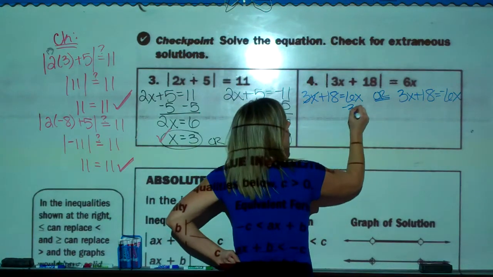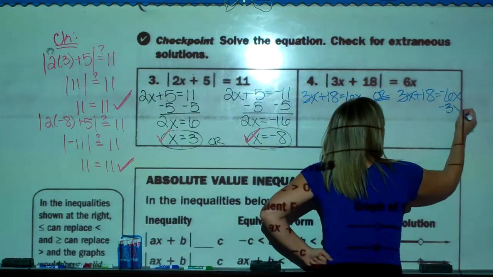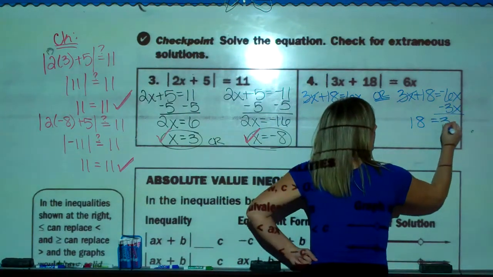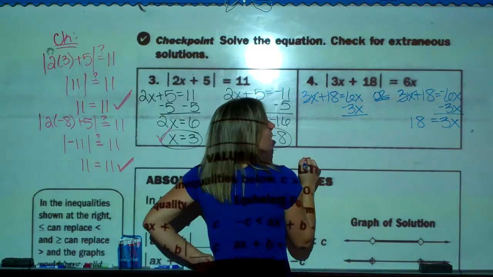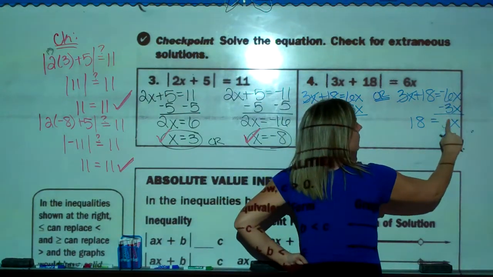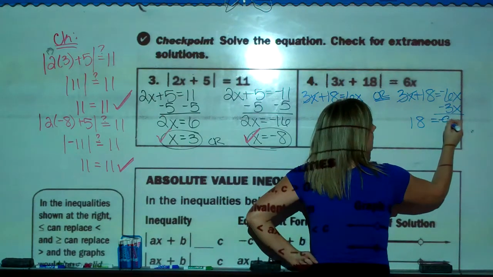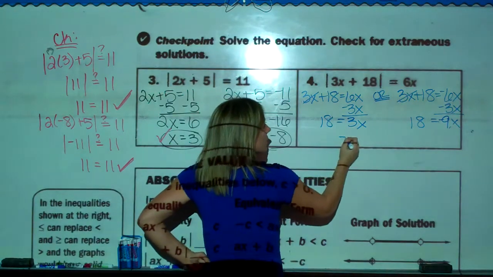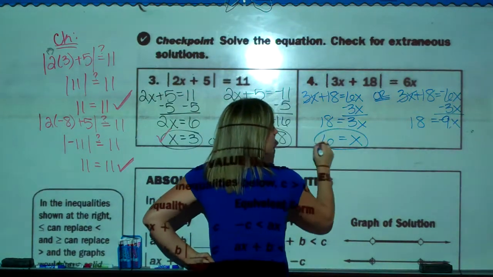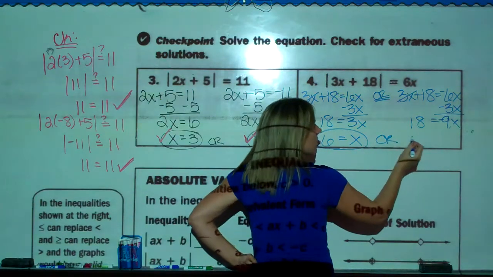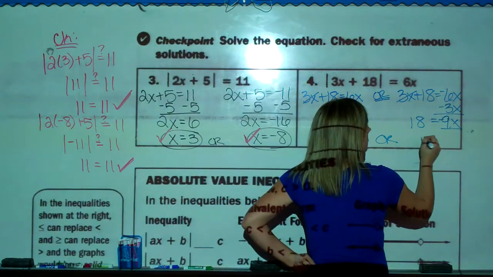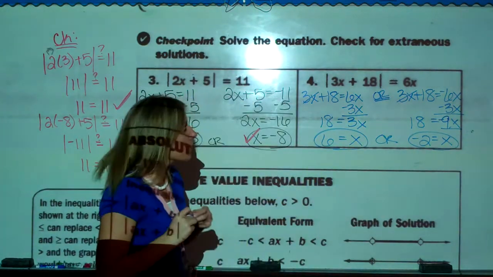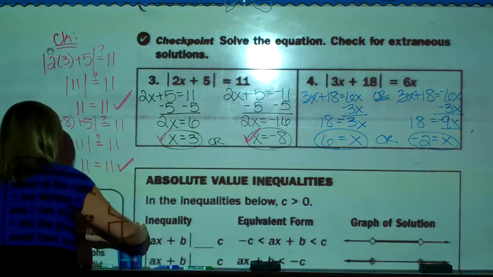So let's subtract 3x over here, subtract 3x over there, 18 and 3x. Oh, sorry, -6 and -3 is -9 instead. This is where we get our 3x. So it looks like x is 6, or x is -2. Okay, that's what it looks like. So now let's go off to the side and let's check that.